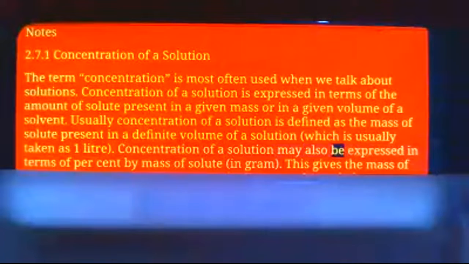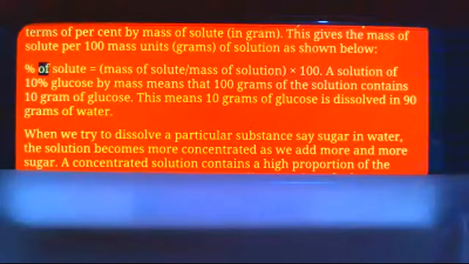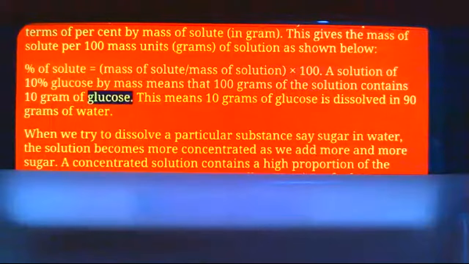Concentration of a solution may also be expressed in terms of percent by mass of solute in gram. This gives the mass of solute per 100 grams of solution as shown below. Percent of solute equals mass of solute over mass of solution times 100. A solution of 10% glucose by mass means that 100 grams of solution contains 10 grams of glucose. This means 10 grams of glucose is dissolved in 90 grams of water.